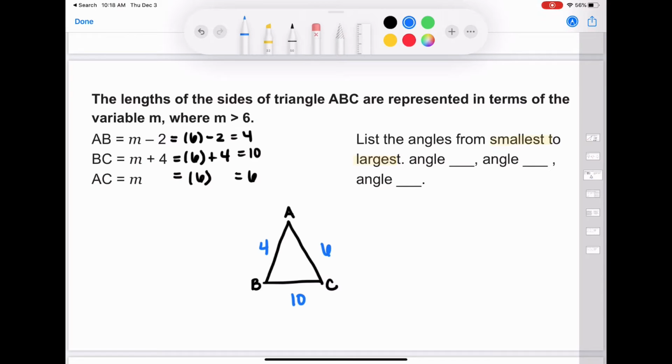So I'm being asked to identify the largest angle, not the longest side. So what do I know? Well, I know that when I have my longest side, I'll have my largest angle. So my largest angle will be angle A.